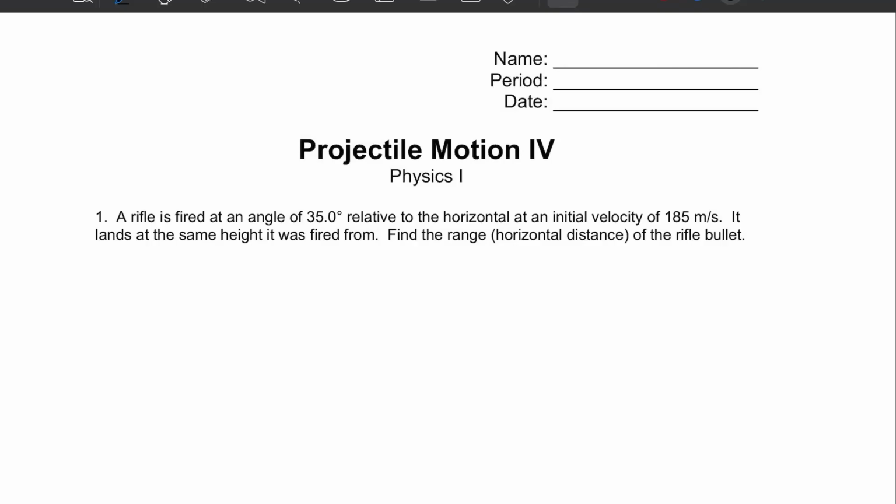A rifle is fired at an angle of 35 degrees relative to the horizontal at an initial velocity of 185 meters per second. It lands at the same height it was fired from. Find the range, or the horizontal distance, of the rifle bullet.